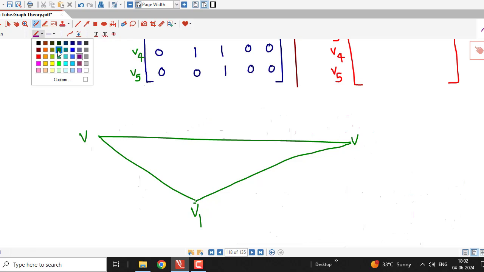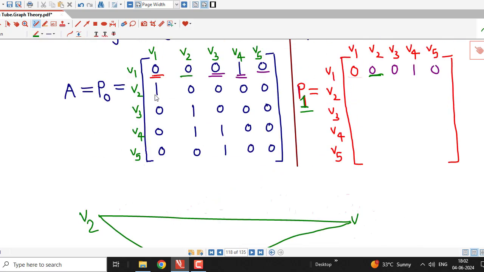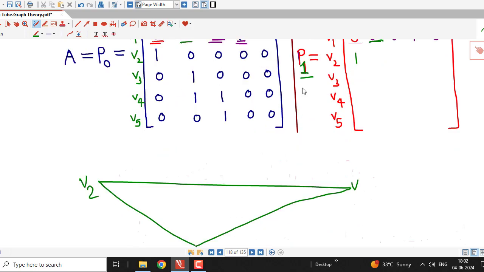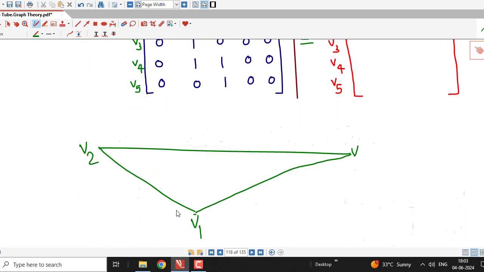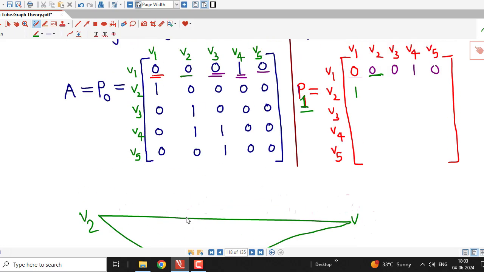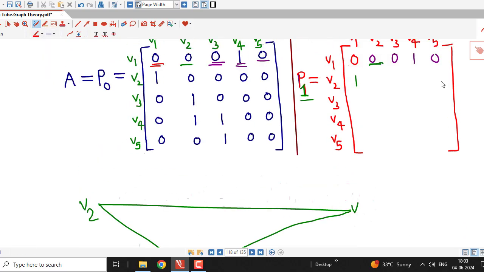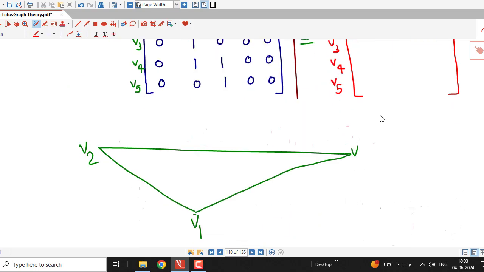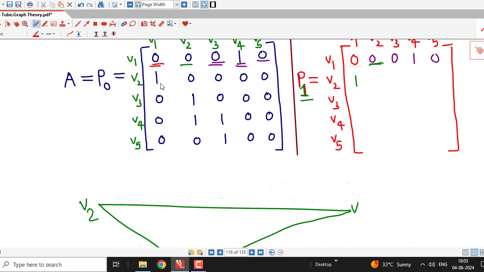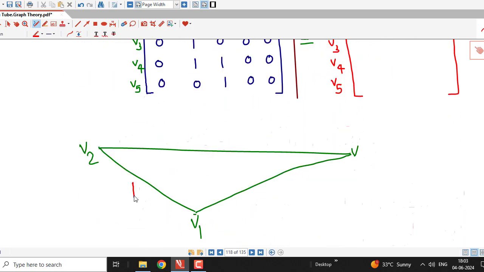Now I am writing V2 here, and let me check. From V2 to V1 I have 1 here, so I will directly copy from this, and I have to check from V2 to V2. Before that, this V1 is fixed, so first I will write the entry corresponding to V2 to V1. That is always fixed unless we complete up to V5. So from V2 to V1 we have 1 here, so I am writing 1 here.